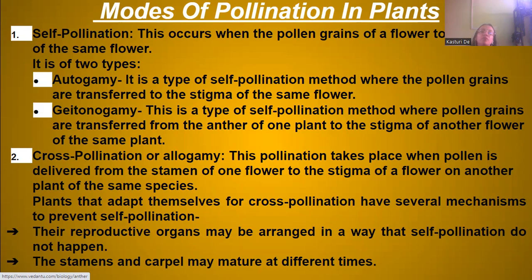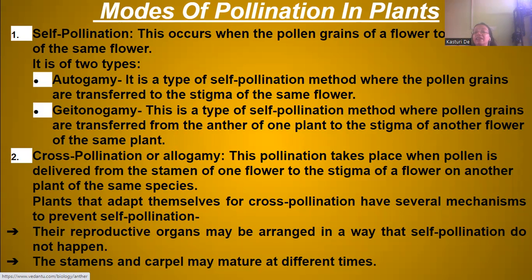Then cross-pollination, or allogamy. Here pollen is delivered from the anther of one flower to the stigma of another flower of the same species. Different species is a very rare condition, but it happens. Generally it happens in the same species. It's the general method.